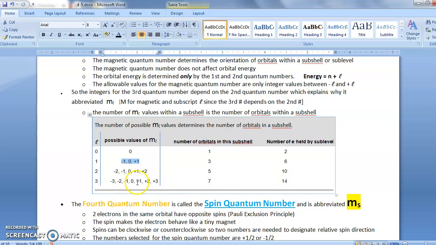Minus 3, minus 2, minus 1, 0, 1, 2, 3. Where did they come from? The second number is a 3. The third number is minus the second number to positive the second number. So when an electron has a first, second, and third number, that third number is putting them in an actual orbital, or house.